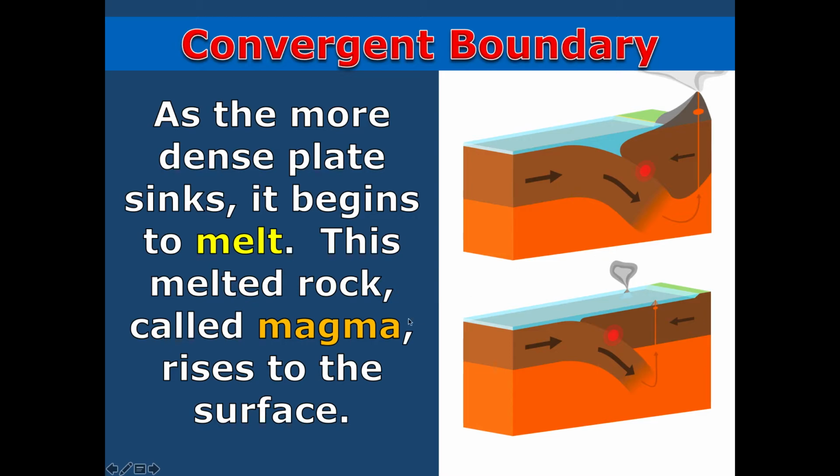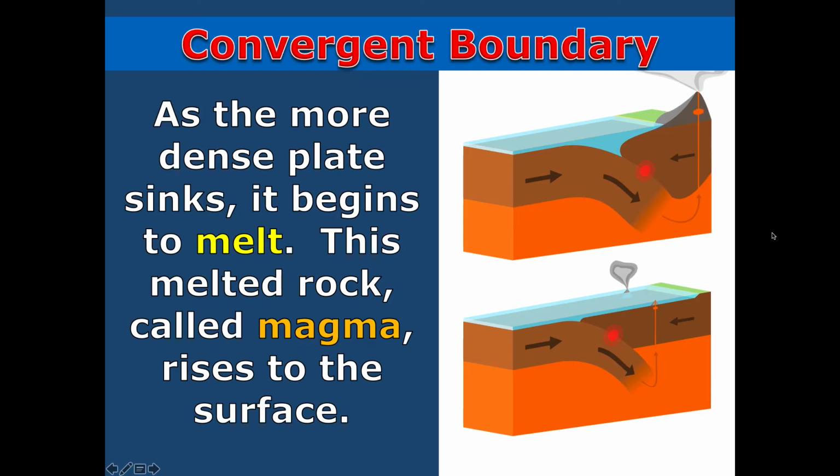So yeah, it kind of just talks about it. As the more dense plate sinks, it begins to melt. This melted rock, called magma, rises to the surface. And depending on where that happens, that's the geological feature that it will create. If you have a continental plate here, it creates a volcanic mountain range.